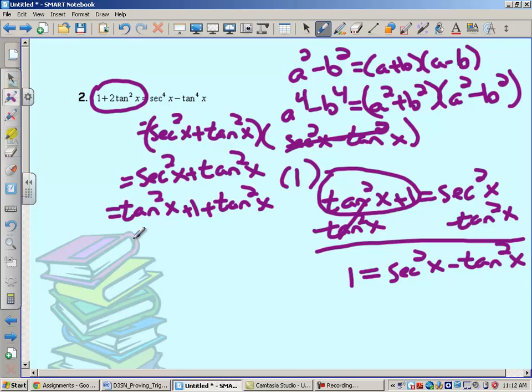And since I have like terms, this is 1 plus 2 tangent squared of x. So I've proved it. Yay.